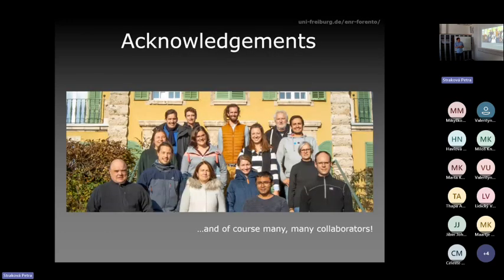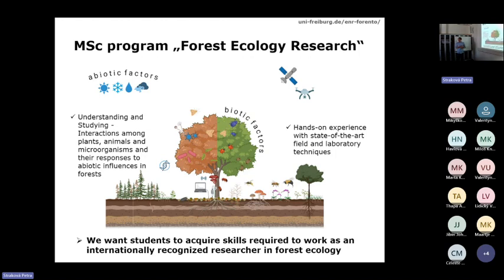Okay, with that, I want to acknowledge my group, because hardly anything of these things is done by myself. And I want to point out a new master program we have in Freiburg. Maybe you have some bachelor students that would be interested in that. It's called the Forest Master Program in Forest Ecology Research. It has existed now for 2 years and is now going into the 3rd year. And we want to train students as modern forest scientists.